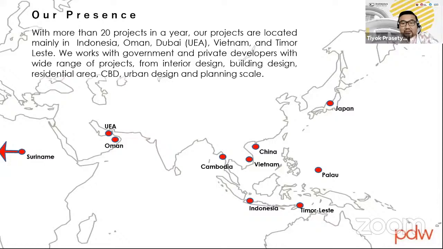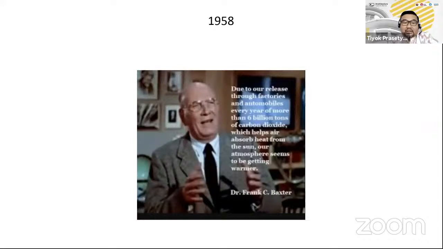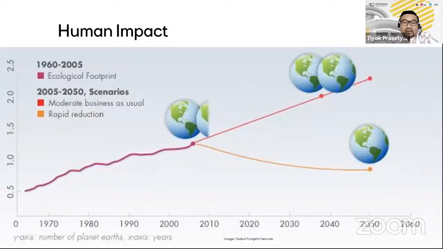If you talk about sustainability or climate change, actually it's not a new thing. It has been warned by scientists since 1958. So it's more than 60 years ago that it's been recognized. And if we do nothing, shortly we will need to find another planet for us to survive.